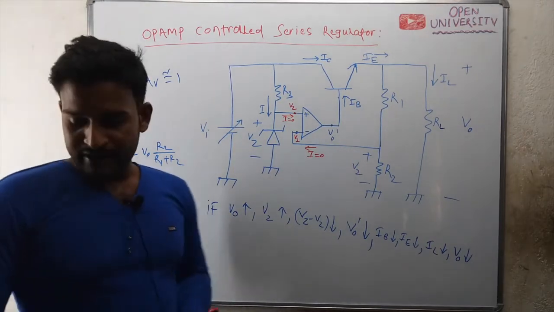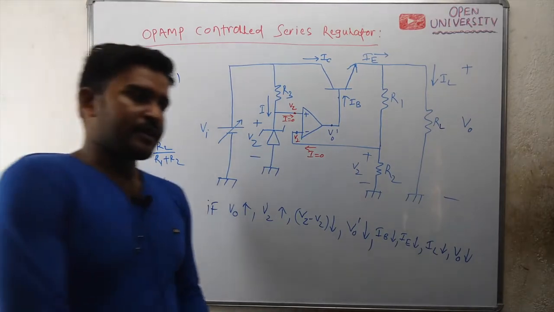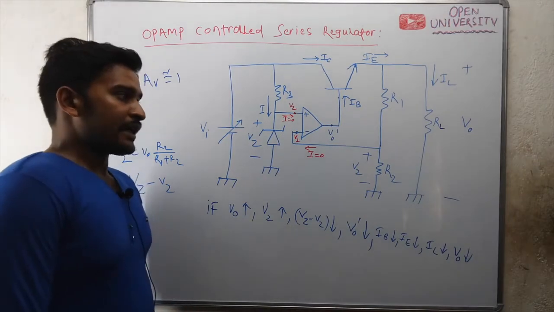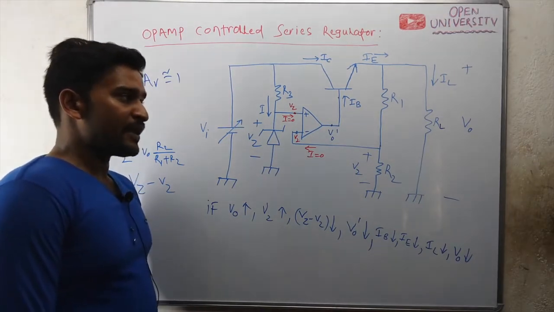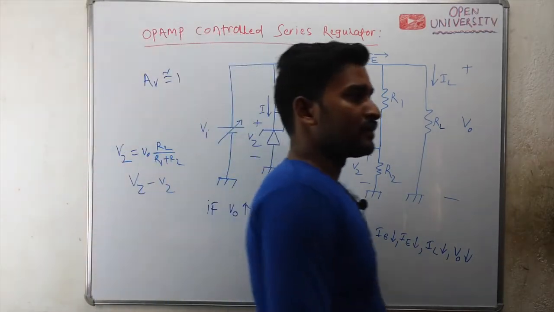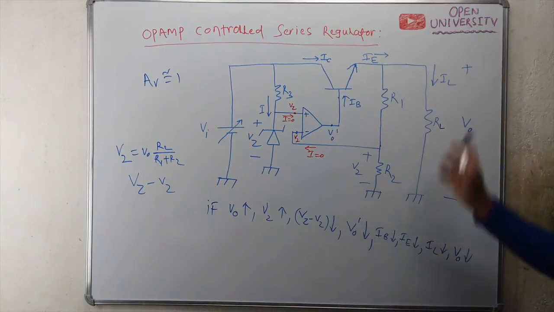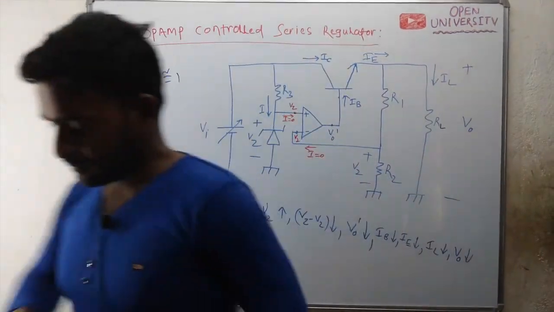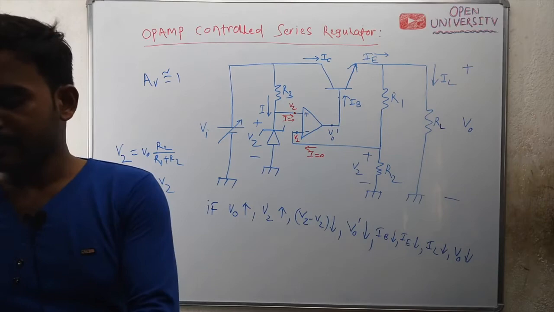And write down next point. In the above circuit, negative feedback is responsible for making V0 constant. That is, due to negative feedback, V0 remains constant.